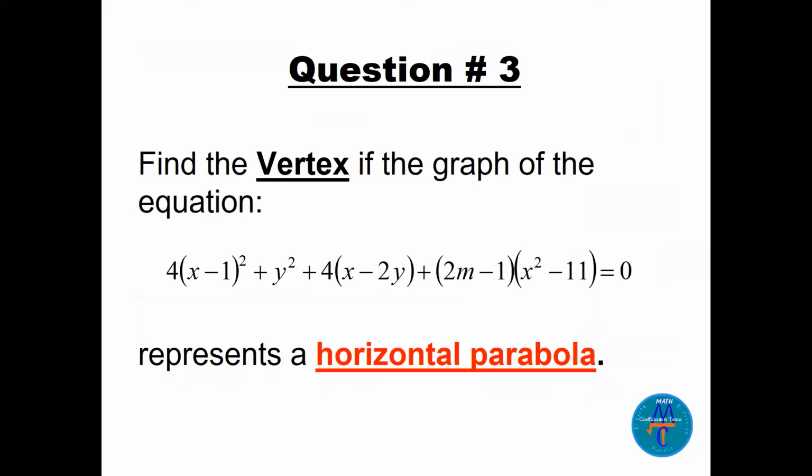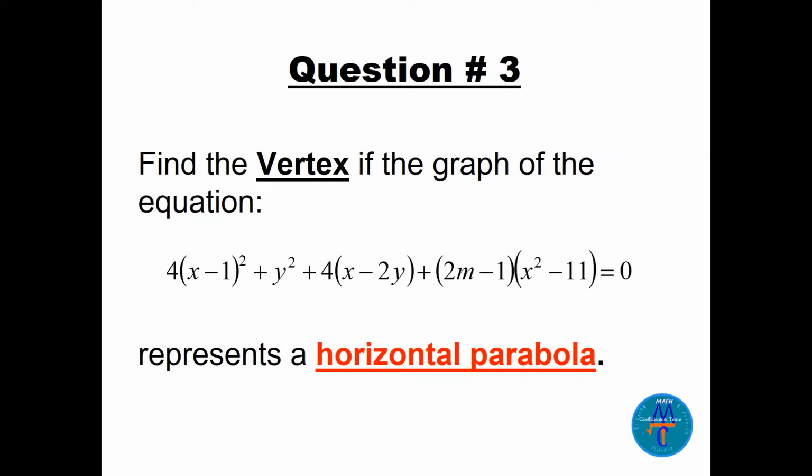Question number 3, find the vertex of the graph of this equation. It looks complicated, I know by looking, don't be afraid. Find the vertex if this one represents a horizontal parabola. Oh boy, what do you see here? I think really this is a tough question. 4(x minus 1) squared plus y squared plus, etc.